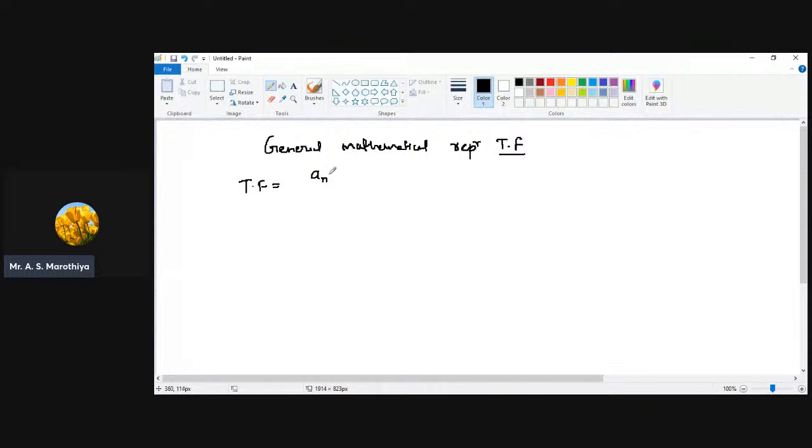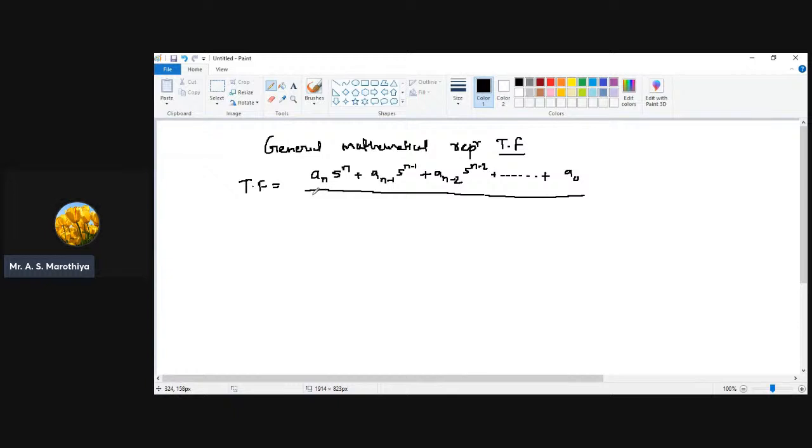a_n times s to the power n plus a_{n-1} s to the power n minus 1 plus a_{n-2} s to the power n minus 2 plus so on up to a_{n-n}, that is going to be a_0, s to the power n minus n, that is s to the power 0, that is going to be 1. So this will be the numerator portion of the transfer function, and then the denominator portion.